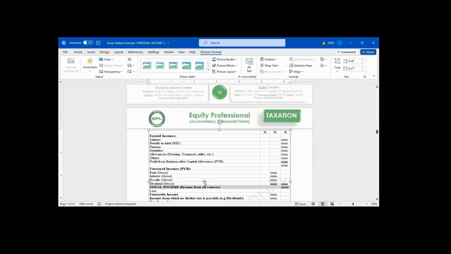So how do we assess unearned income to tax? Unearned income is assessed to tax on PYB, preceding year basis. What that one means is that the unearned income you earned last year is going to be assessed to tax this year. The income you earn in 2024 will be assessed to tax in which year? In 2025.